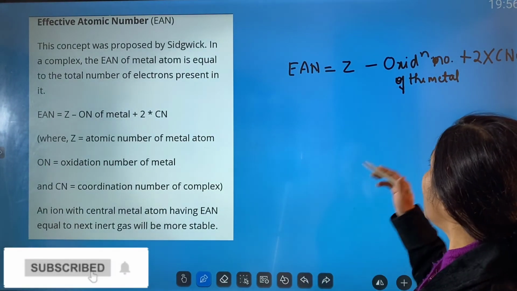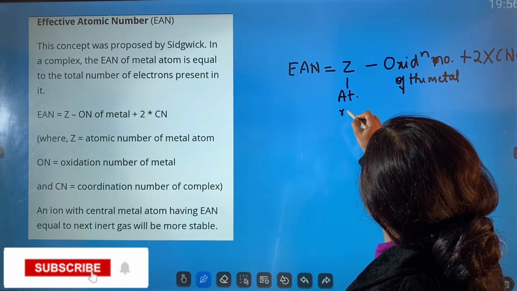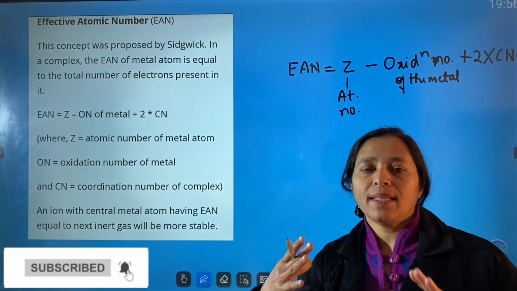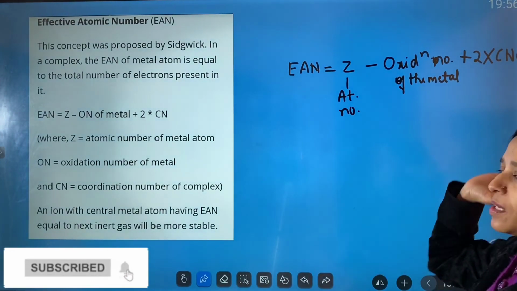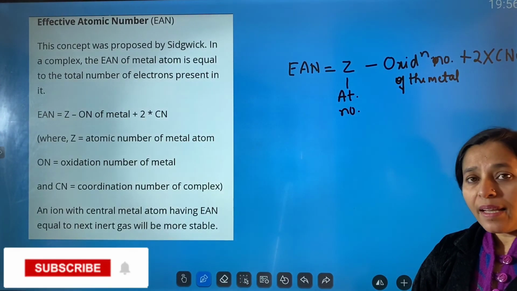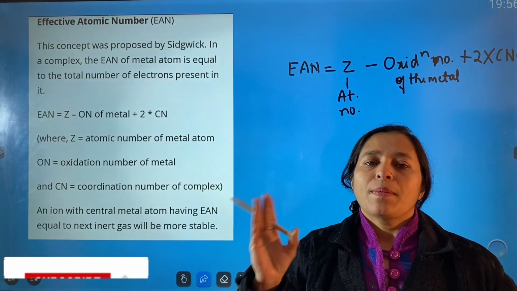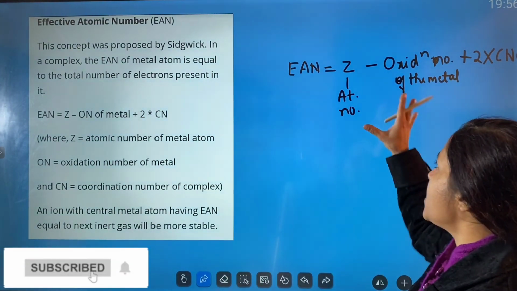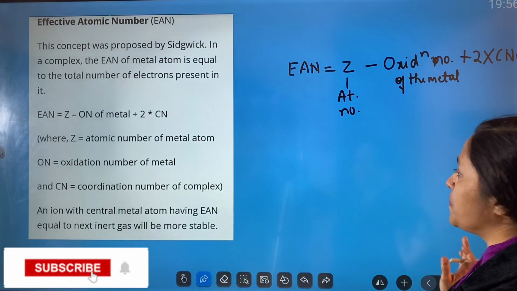Once again, how will you calculate? Z denotes the atomic number of the central metal ion. So first you will take the atomic number of the central metal atom, then you will subtract the oxidation number of the metal ion, then after that you will add the coordination number multiplied by 2 to the whole sum, and you will get the effective atomic number.